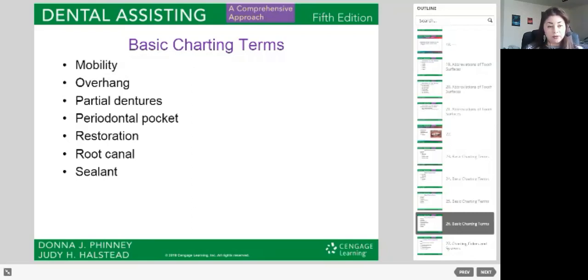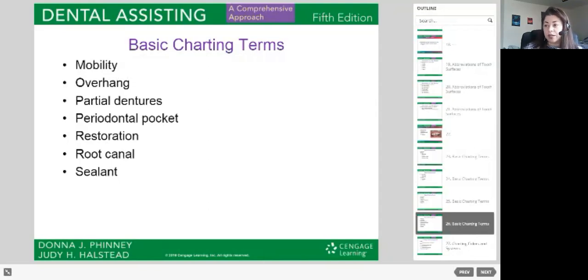What was the next one? Restoration. A restoration is an agent that is effective in replacing a missing tooth structure. So that can be IRM, it can be a composite filling, it can be a crown, it can be a gold filling, it can be gold foil, it can be amalgam, anything basically, any type that's restoring the tooth.